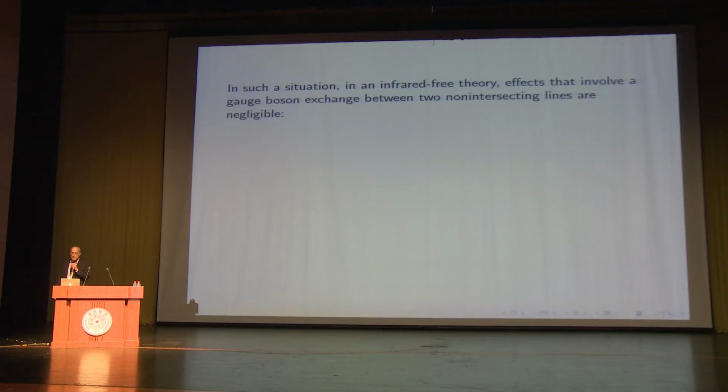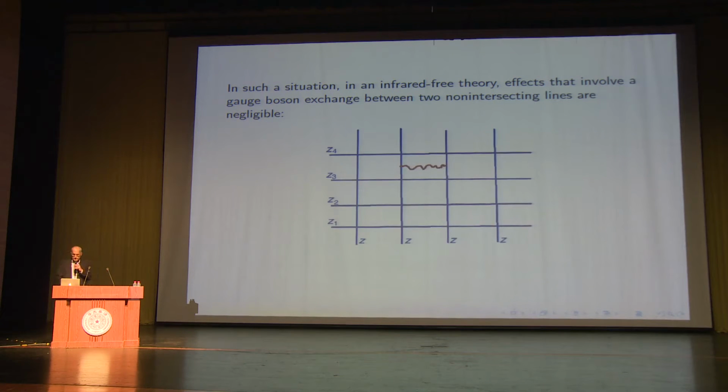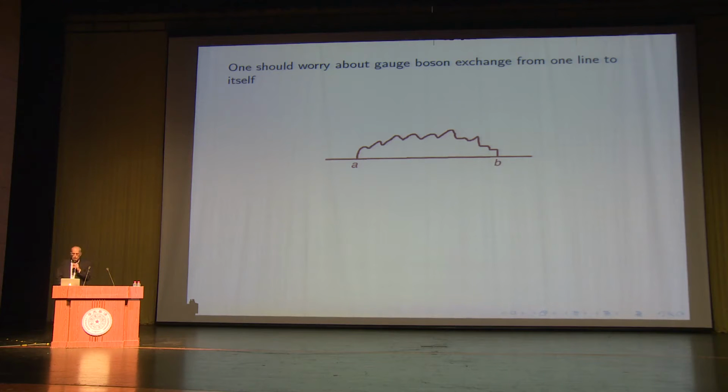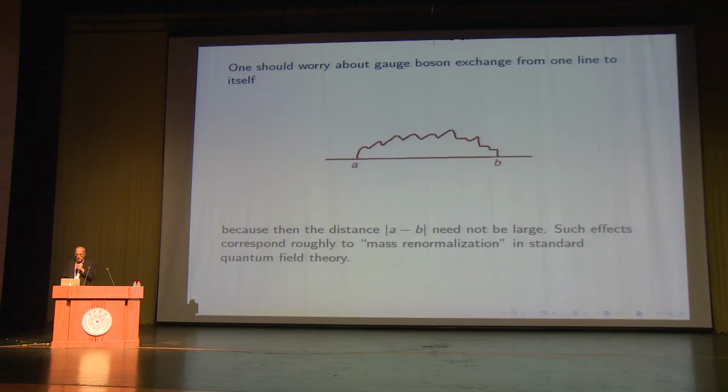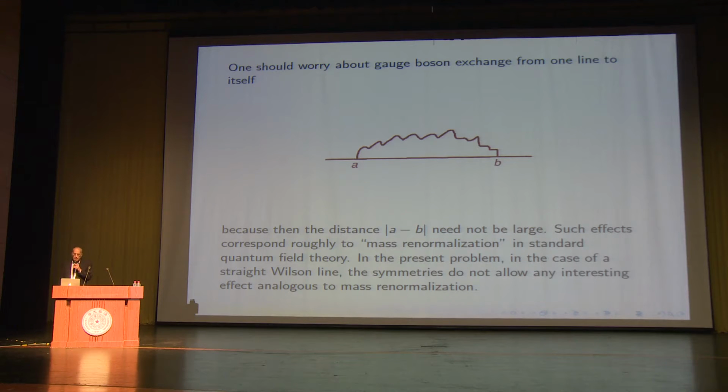In such a situation in an infrared free theory, effects that involve a gauge boson exchange between two lines that don't intersect are negligible. So it's like exchanging a graviton between distant galaxies. That is not going to have much influence on atomic physics in the two galaxies, because gravity is infrared trivial. Now, you could worry about gauge boson exchange from one line to itself, because you have to integrate over A and B, so they don't have to be far apart. But there's nothing that gauge boson exchange from one line to itself can really do. Such effects correspond roughly to mass renormalization in standard quantum field theory, and in the present situation for straight Wilson lines, there's really no interesting effect analogous to mass renormalization that's conceivable.